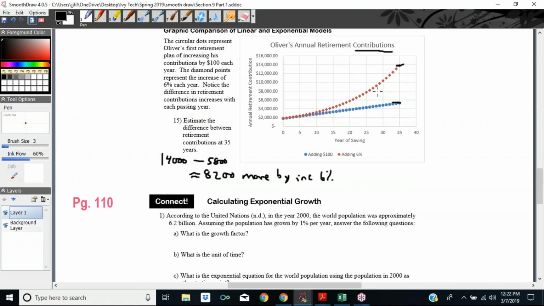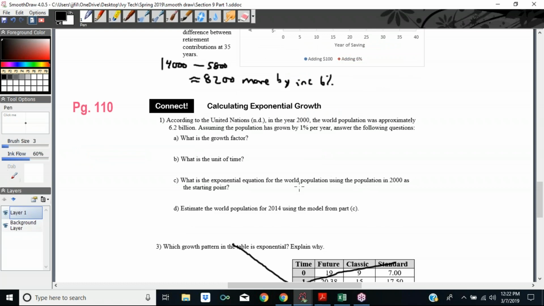So that shows the difference in the two kinds of growth. Linear growth is a straight line. Exponential growth is a curved line. It could be curving upwards or downwards, it just depends if it's growing or decaying. So let's look at page 110 and do some calculations with this growth factor, exponential growth.